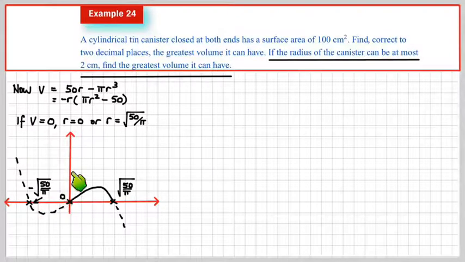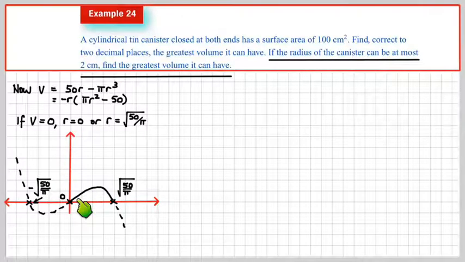If you actually solve that, you'd get r would be plus or minus the square root of 50 over pi. So I'm just showing you what all of the graph would look like. But obviously we're only interested in the bit where r starts from 0 and goes up to here, and that's the positive square root of 50 over pi. Do you get that? This is the bit of the graph that we want.